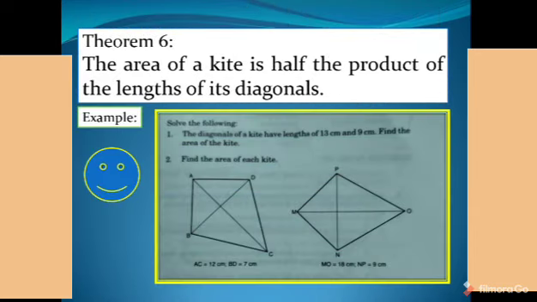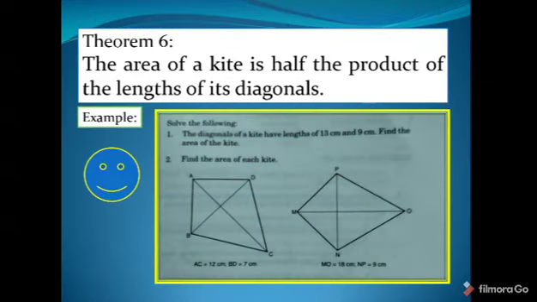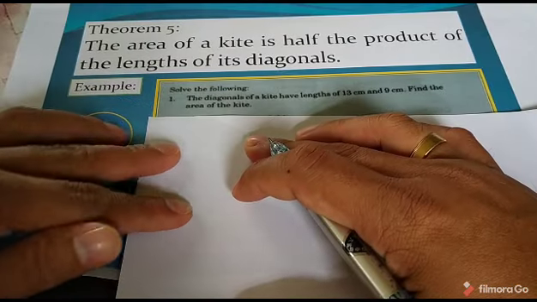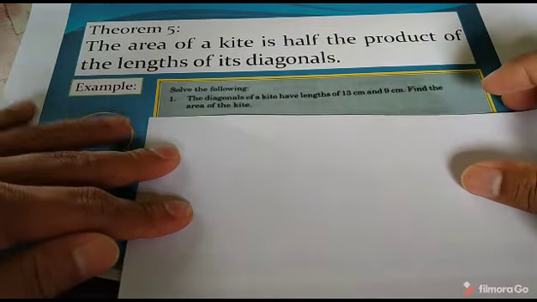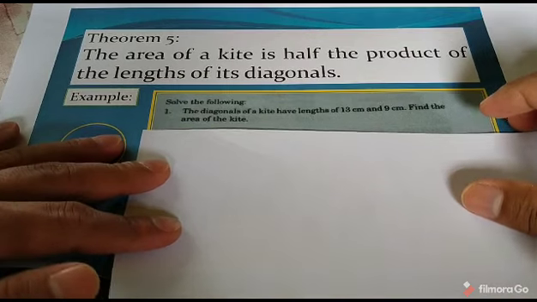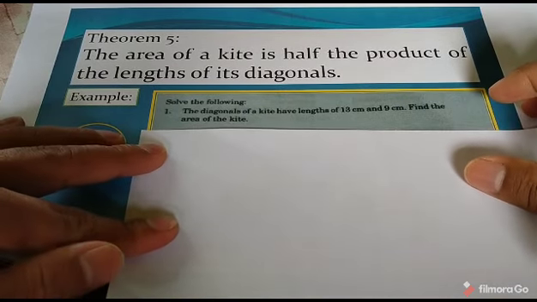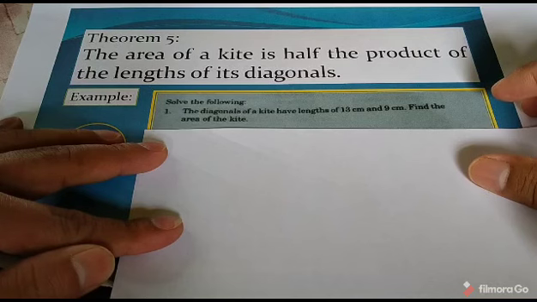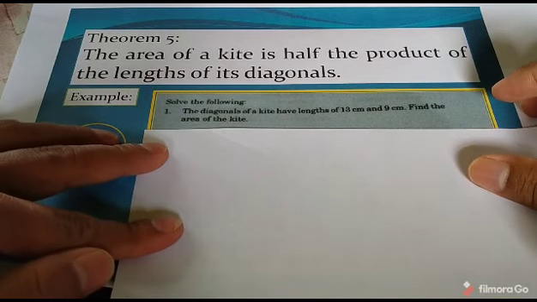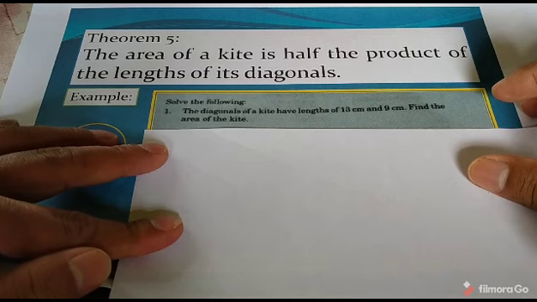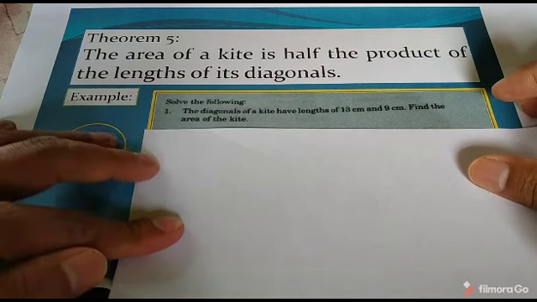Let's find out in the problem. So this is now the problem. Next up, we have theorem number 5 example. And we are going to solve the following problem. Let's have number 1. The diagonals of a kite have lengths of 13 centimeters and 9 centimeters. Find the area of the kite.